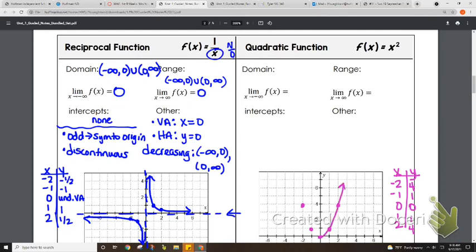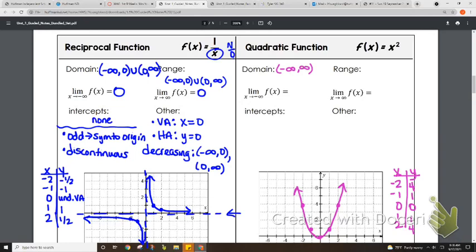So that's what my parent function will look like. And now let's talk about it. So the domain, does my graph keep going to the left? It does. Does it keep going to the right? It does. No gaps, no jumps, no holes, no funny looking stuff in between the infinities. So negative infinity to infinity.